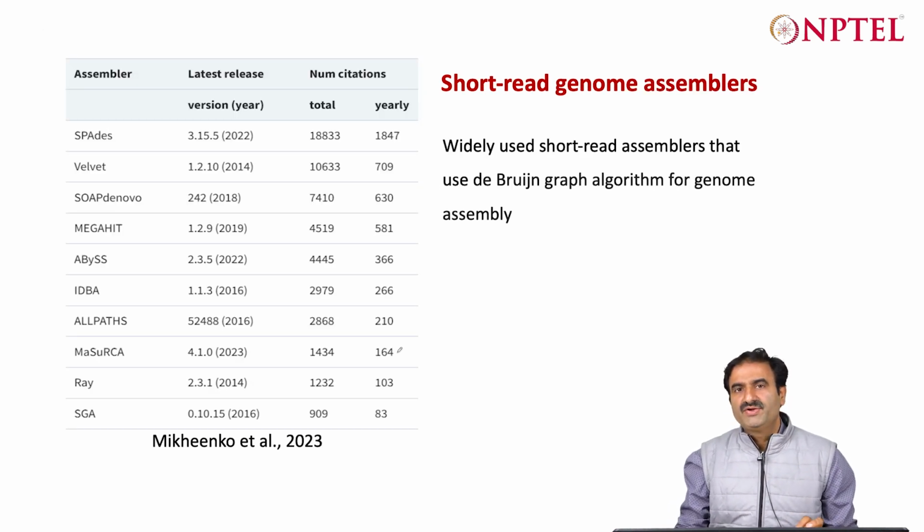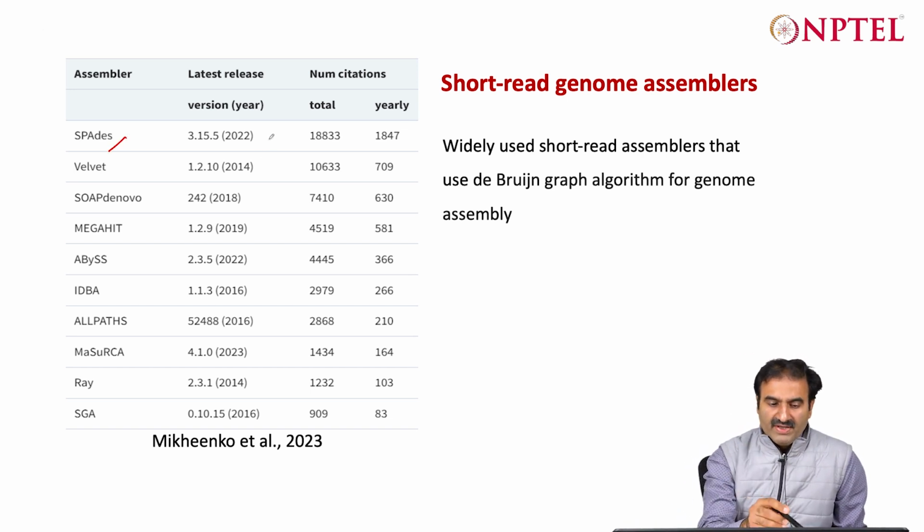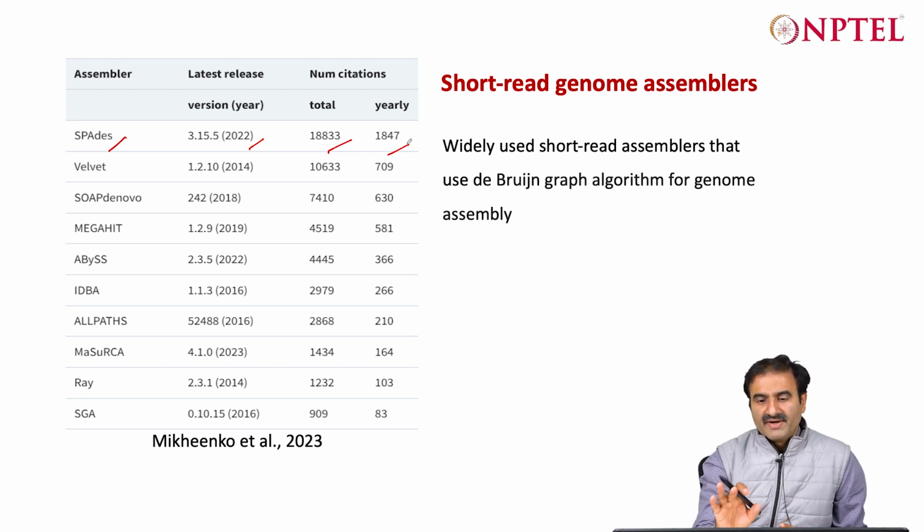There are so many short read assemblers available based on this approach, of which SPAdes is the most common. The latest version came last year, and the number of citations, the number of times people have used it in published work, is more than 18,000, and yearly more than 1800 people are reporting it. So this is the most widely used short read assembler based on this approach.